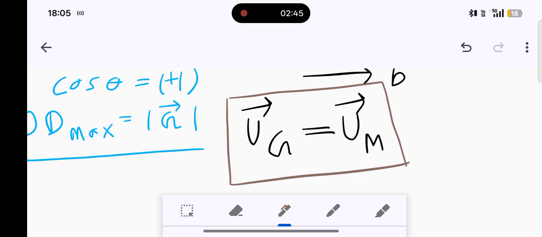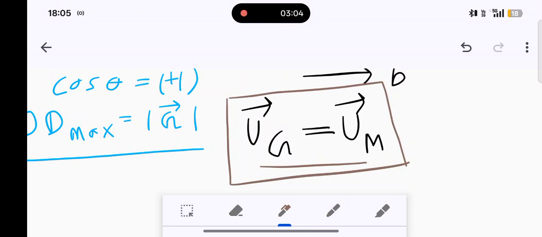Sometimes you may have to solve an equation which is very hard. In that case, this statement will convert the equation into a very easy equation actually. So this is about the directional derivative.